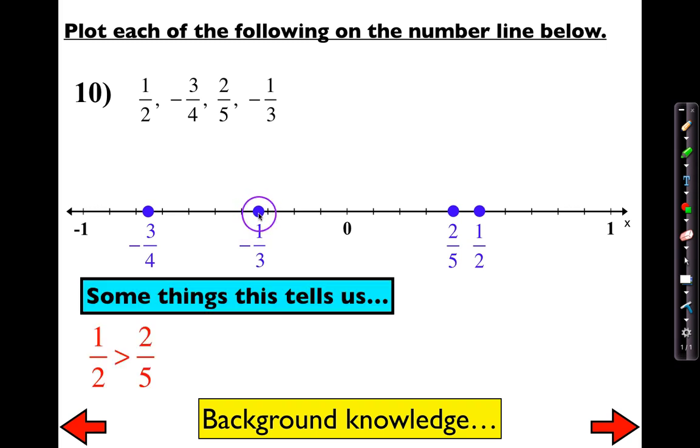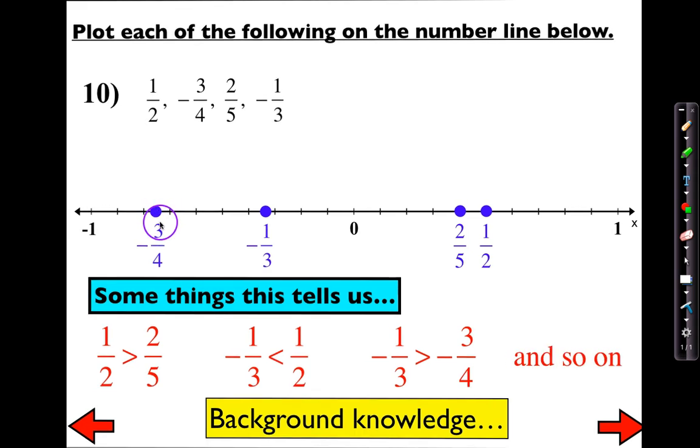What this does is allow us to visually see what number is greater than what. First, let's understand that the further you go to the right, the larger the number gets. The further you move to the left, the smaller the number gets. So here, since 1/2 is further to the right than 2/5, I know 1/2 is larger than 2/5. Here, since 1/2 is further right than -1/3, I know 1/2 is greater than -1/3. And here, since -1/3 is further to the right than -3/4, I know that -1/3 is greater than -3/4.